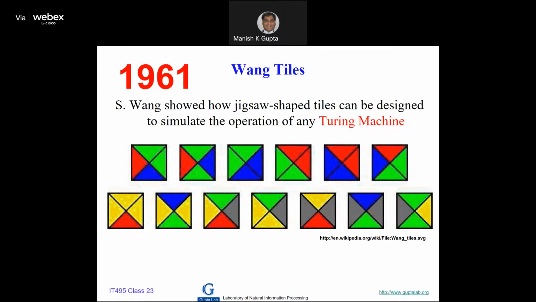Similarly, if you take this tile, the second row, fourth tile, and the first row, fourth tile, they can combine because their top color matches, right? So as long as the colors are matching, the two tiles can come together. If the colors are not matching, then they cannot come together.